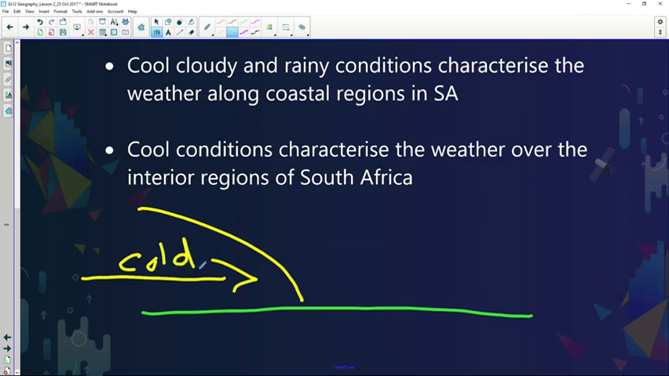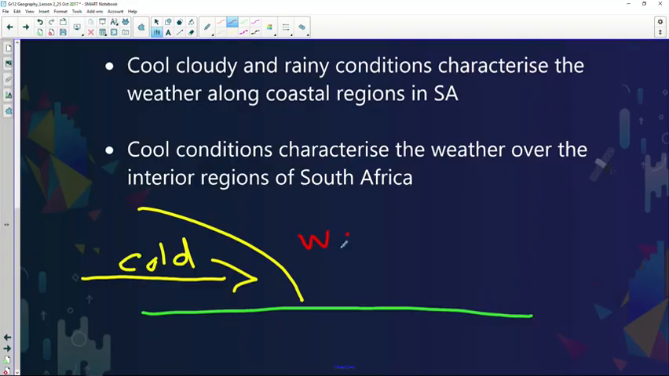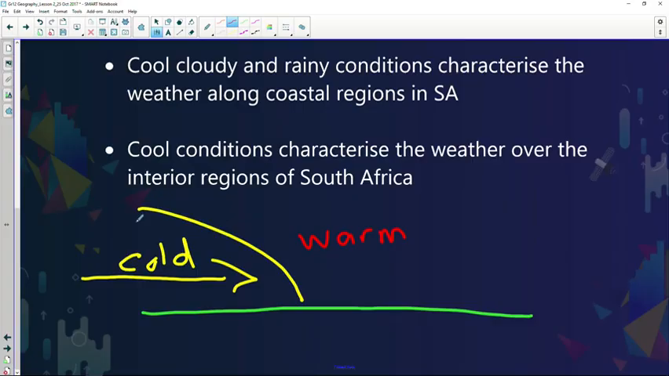Okay, now keep in mind, a front separates warm air from cold air. So the air in front of the cold front is going to be warm. Now this is very important. Now this front, a cold front, is the leading edge of cold air. So all the air behind the cold front is going to be cold. Now as you can see, there's a front. It separates the cold air from the warm air.